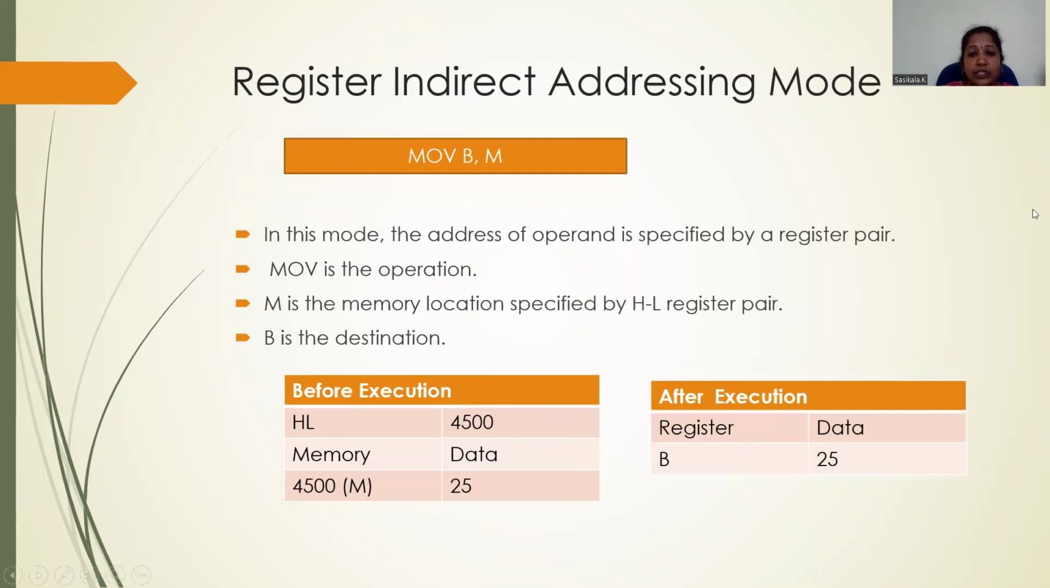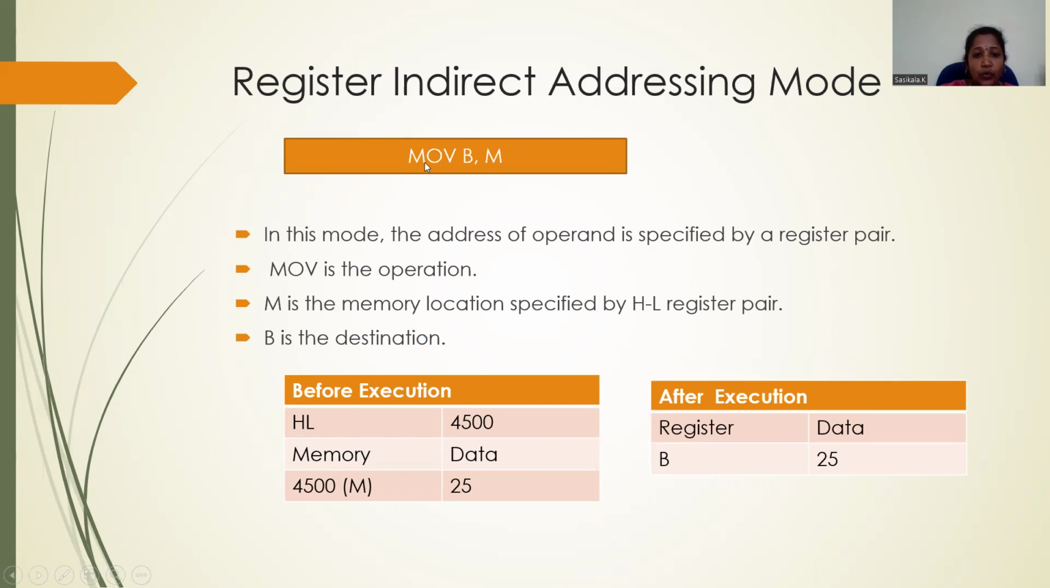The next one is register indirect addressing mode. That is, the data is specified indirectly. That is, the address of the operand, the address of the data, is specified in a register pair. So normally, if your instruction consists of an M register, meaning that M is a memory register whose address is specified in the HL register pair. So you always remember that M is a memory whose address is specified in the HL register pair.